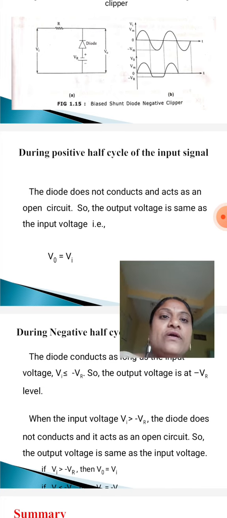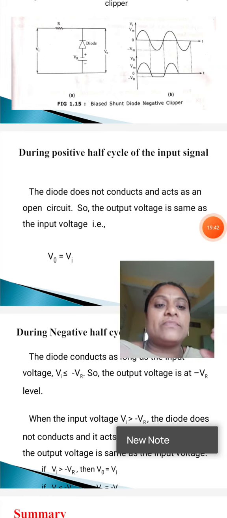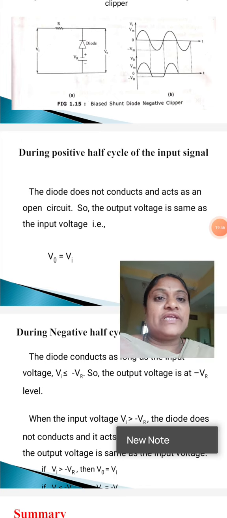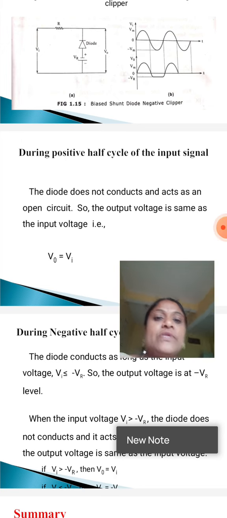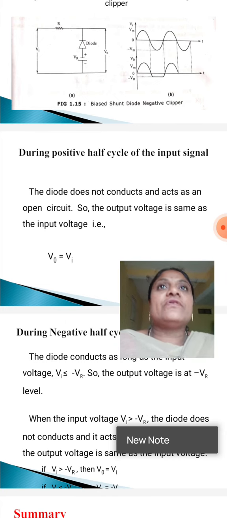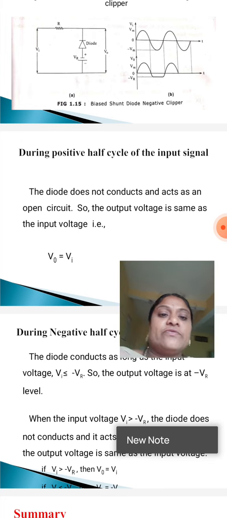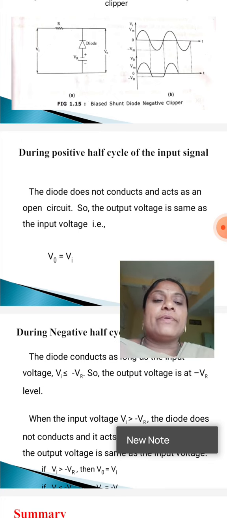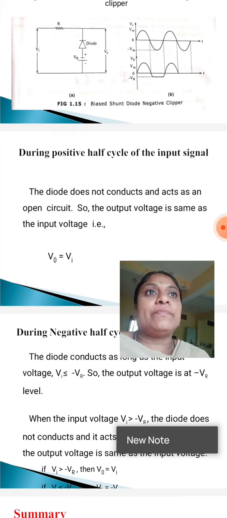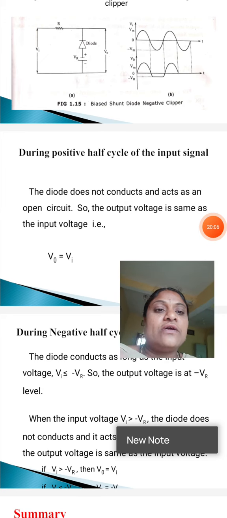Okay. So observe this output waveform. The output waveform appears up to minus Vr, so after that it clips off. Okay, so this is nothing but the biased negative clippers: series diode negative clippers and shunt diode negative clippers. All topics are completed. Biased positive clippers, two types, and biased negative clippers, two types, are also completed.